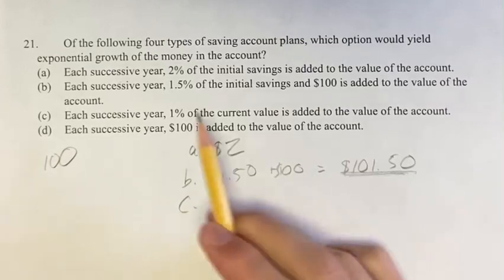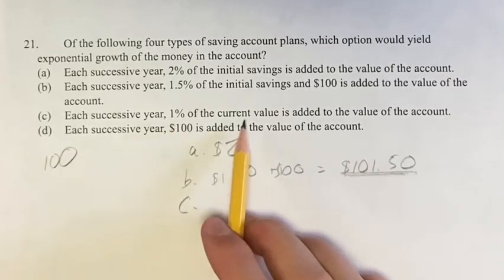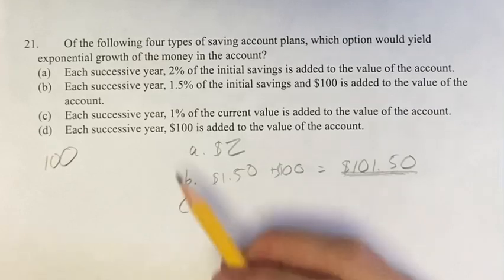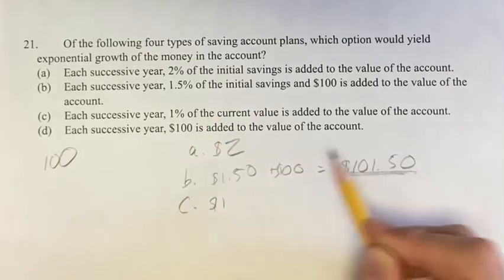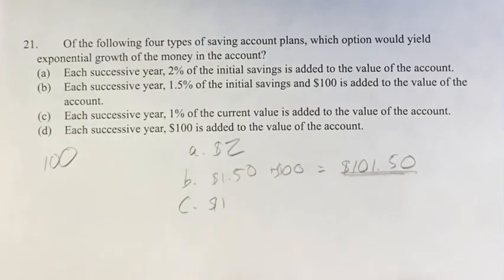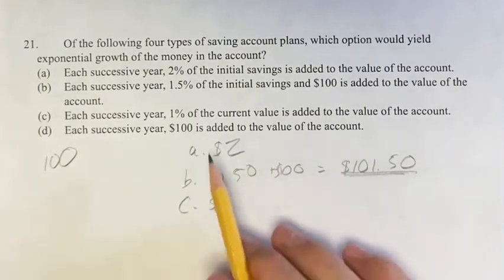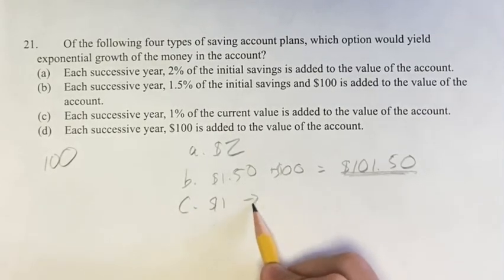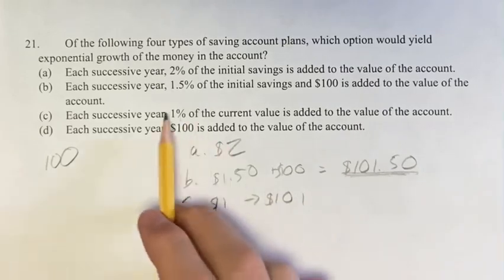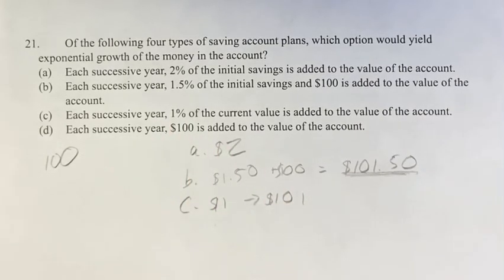C, each successive year, 1% of the current value is added to the account. So 1% of 100 is 1. So the first year you'd be adding 1. But then, the next year, you'd be adding 1% of the current value, which, since we've added 1, is now 101. And now you take 1% of this number and add it to the value of the account.